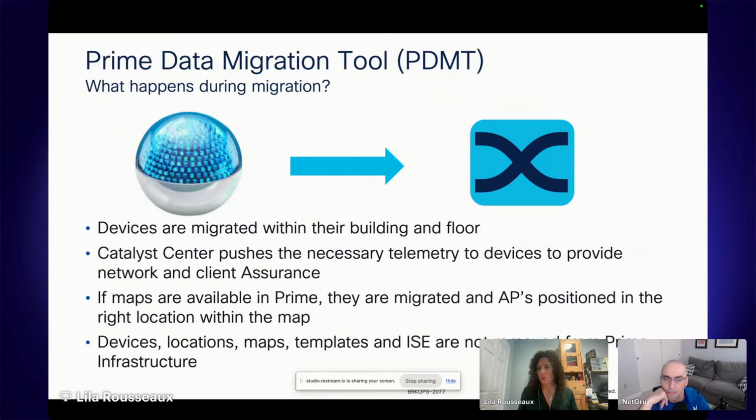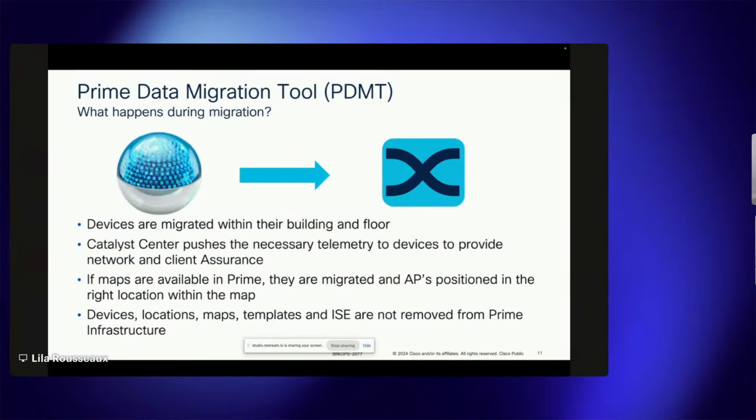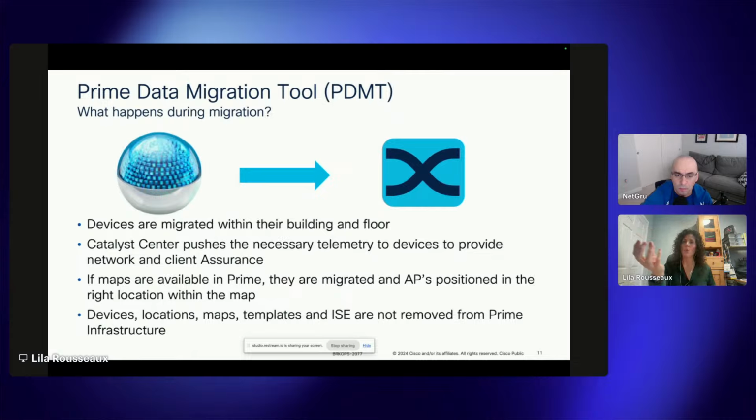So what happens during the migration? Basically, we are using APIs from Prime into Catalyst Center to copy the information from one platform to the other. As we said before, if maps are available, they're migrated and the access points are positioned. But the other thing that happens is that when I copy a building, for example, from Prime into Catalyst Center, I then associate a switch, for example, to that building.